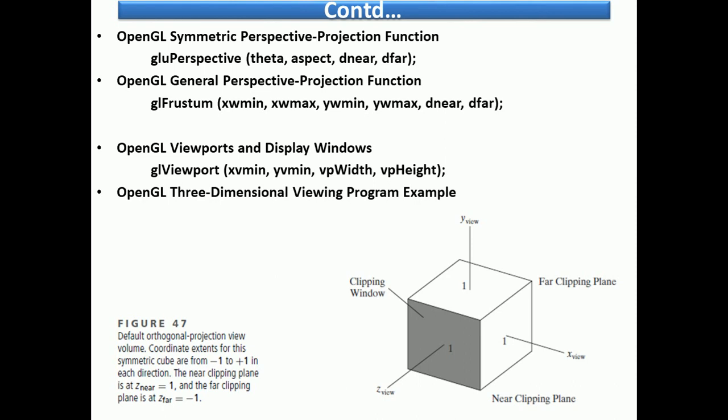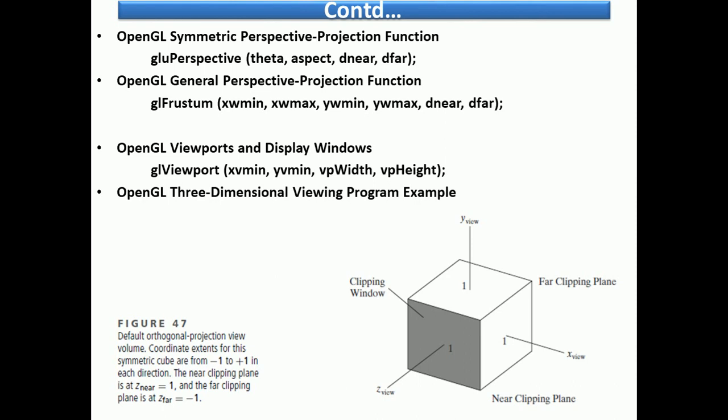If we do not specify a projection function, then our scene is displayed using the default orthogonal projection. In this case, the view volume is a symmetric normalized cube, which is shown in the following figure, figure 47. In figure 47, as you can see, the clipping window, then the y view axis, z view axis and x view axis, with respect to the near clipping plane and the far clipping plane.